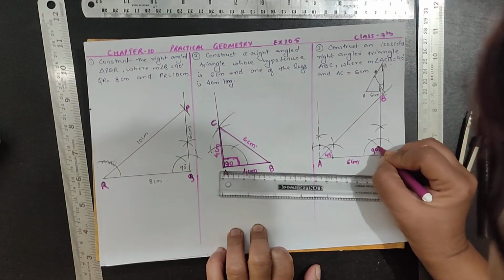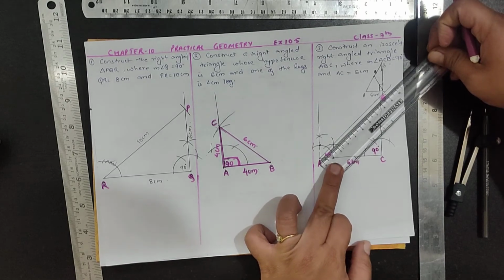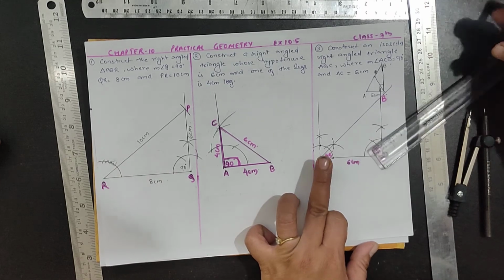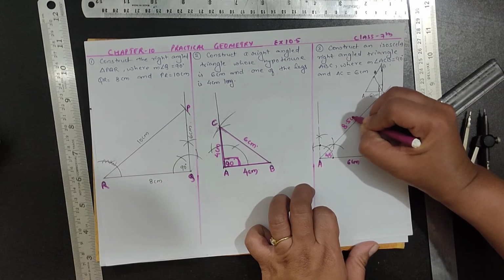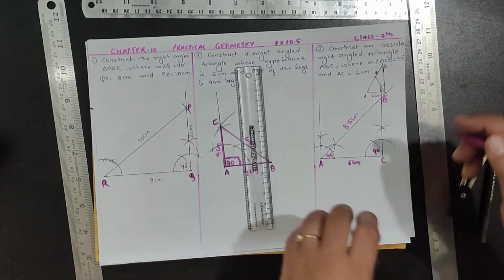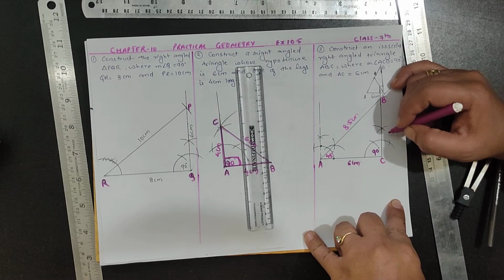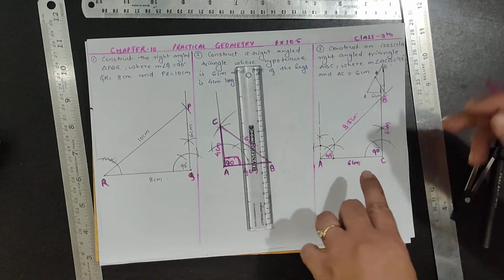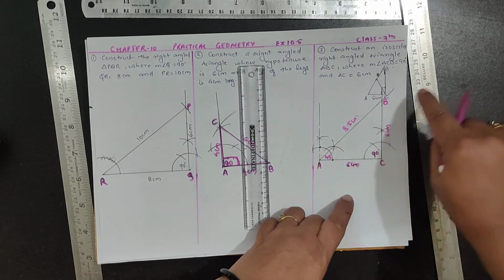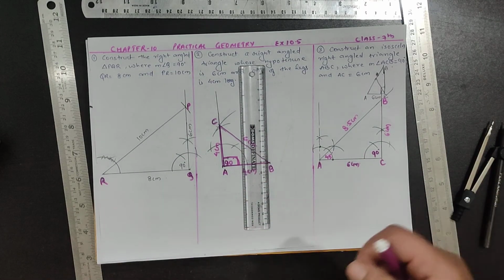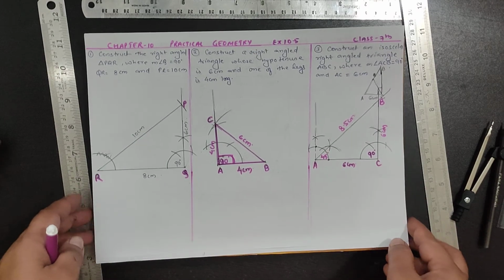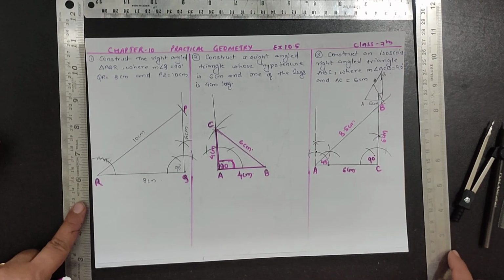This is 90 degree. So this side will be exact 6. Exact 6. It is an isosceles right angle triangle. 6 centimeter. Whatever will be the base, the perpendicular will be the same because hypotenuse never will be equal to base or perpendicular.